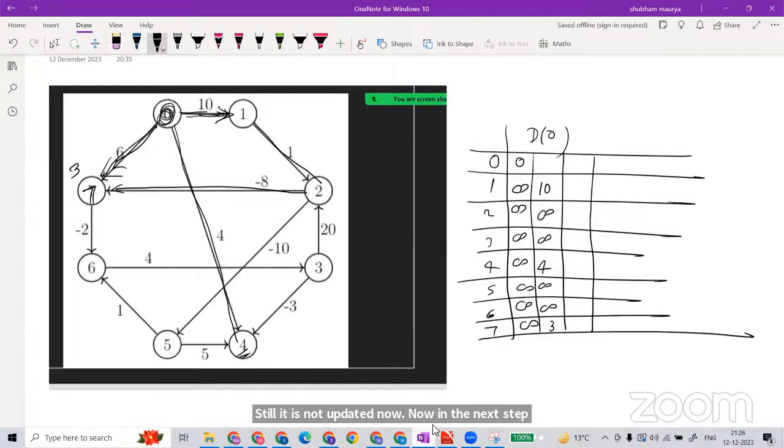let's update the other vertices from 0. So from 0 to another vertex, let's say for 6. For 6, if we go with this one and then 7, the minimum we have already written for 7 is 3. And then 3 to 6 is going to be 1. So from 0 to 6 it is going to be updated with 1 now.